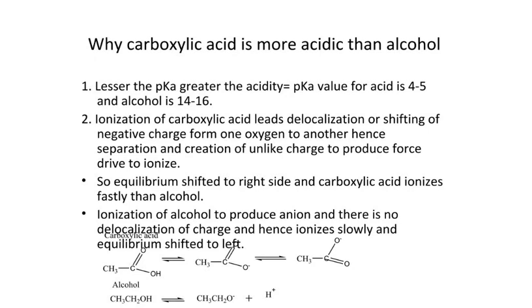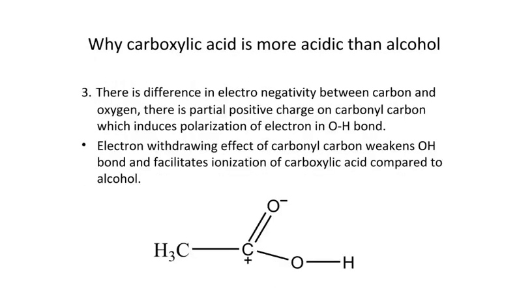So ionization of alcohol produces an anion and there is no delocalization of charges, and hence it ionizes slowly and equilibrium shifted to the left. Look at here. But this thing does not happen in alcohol. So why is carboxylic acid more acidic than alcohol?